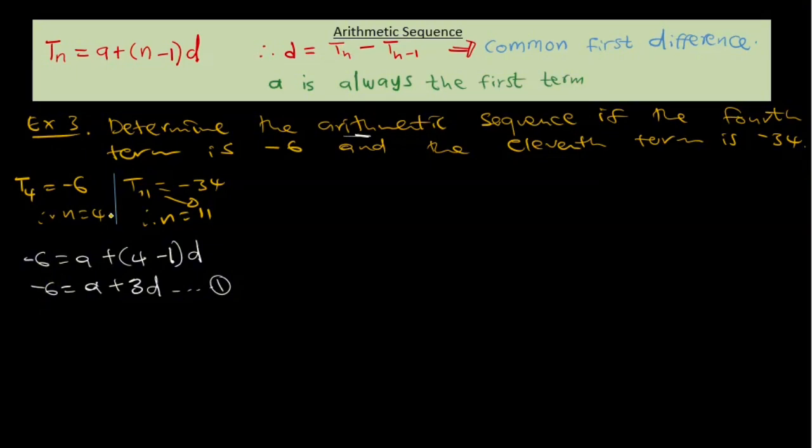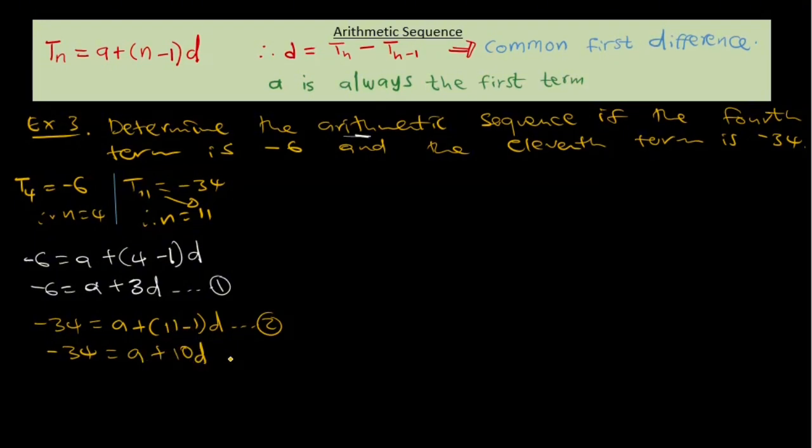Now, for the second part, I'll use T11. So if T11 is equal to minus 34, right? Therefore, n is equal to 11. Right. So I'm going to simplify this. Minus 34 equals a plus (11 minus 1), 10d. So this is equation 2 simplified. Right.